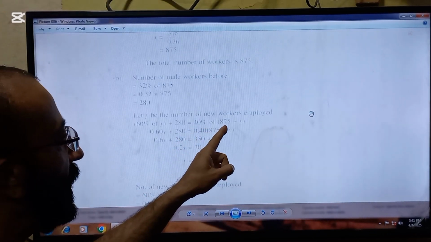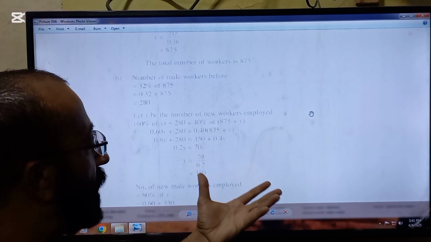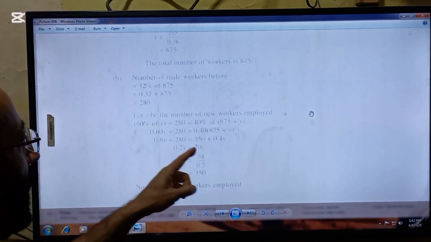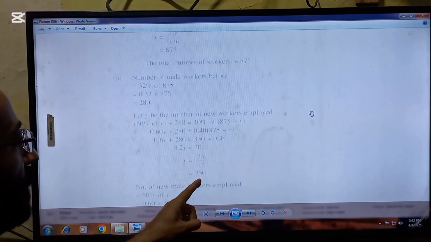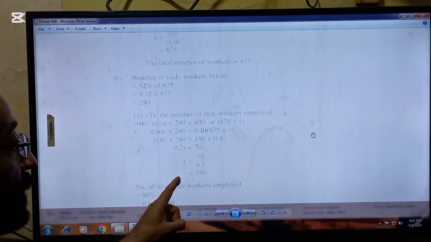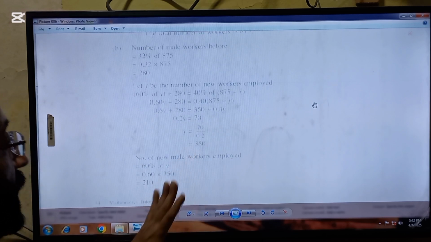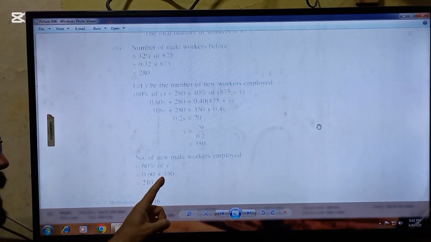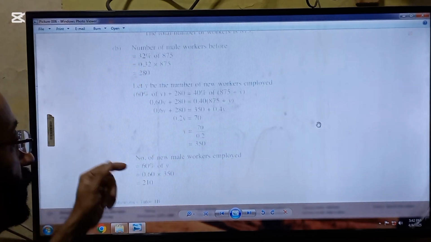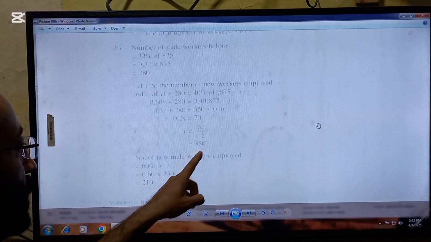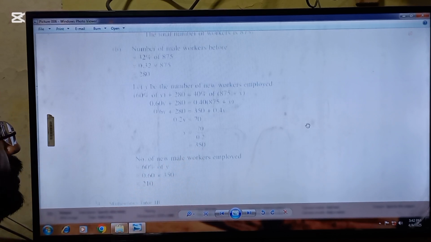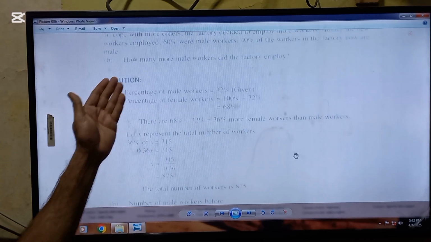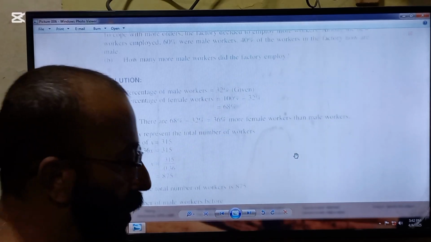That will be 40% of this number, and it will be equal to the number of males. So these two values should be equal, and after solving from here you will get the value of Y. And remember, this is the number of the new employed workers, that is 350. So the number of new male workers employed is 60% of Y, because it is given in the question. So 60% of 350 will be equal to 210. So this was the requirement: how many more male workers did the factory employ?